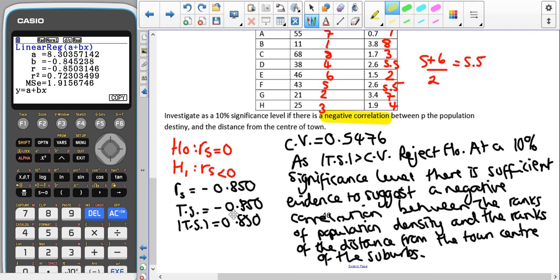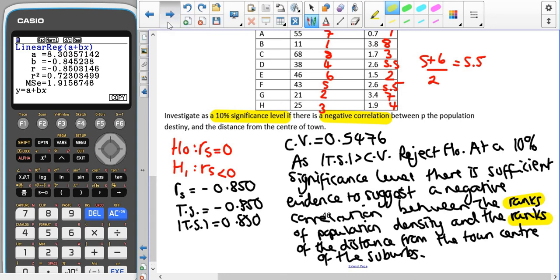And as I was just saying, as we did with PMCC, we would have a look at the modulus of that, the size of that, and so our size of the test statistic is 0.850. Looking at the critical value, being careful because this time we've got a 10% significance level, gives us a critical value of 0.5476. So this time we end up rejecting H0. At 10% significance level, there is sufficient evidence to suggest a negative correlation between the ranks, remember, of the population density and the ranks of the distance from the town centre of the suburbs.